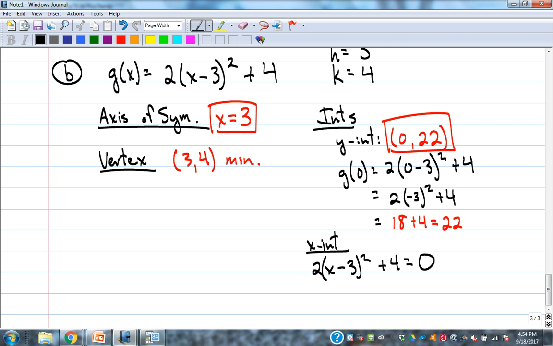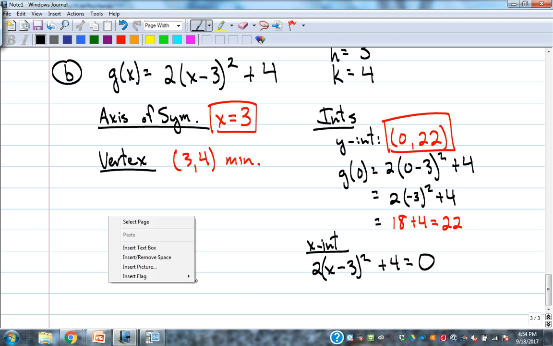If we were going to use the quadratic formula, we would need to work this out to get it into standard form. That's a lot of extra work. So we want to try to solve this a different way. And that different way, using square roots, is the quickest way. If it's in vertex form, solving by square roots is the quickest way to get your x-intercepts.